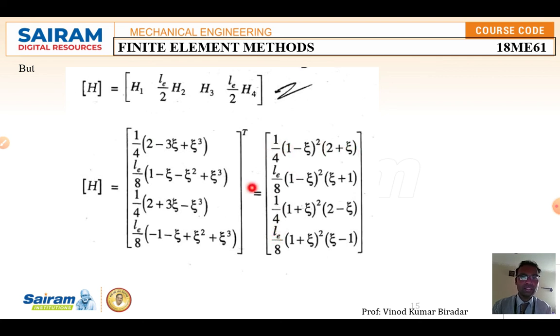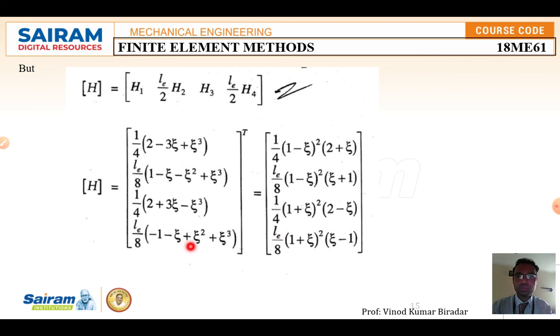So this is H1, this is H2, H3, H4. H1 is 1 by 4 (1 minus zeta) whole square (2 plus zeta), H2 is LE by 8 (1 minus zeta) whole square (zeta plus 1), H3 is 1 by 4 (1 plus zeta) whole square (2 minus zeta), H4 is LE by 8 (1 plus zeta) square (zeta minus 1). So this is H1, H2, H3, H4. This equation we are going to call the Hermite shape function of a given beam element, that is the one-dimensional beam element.